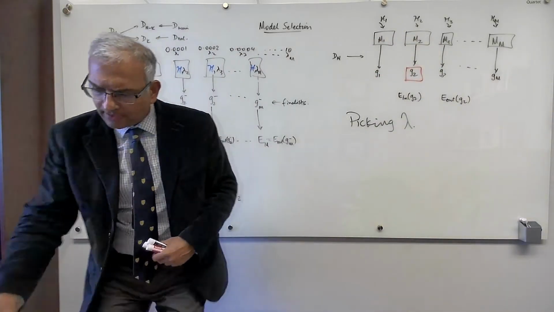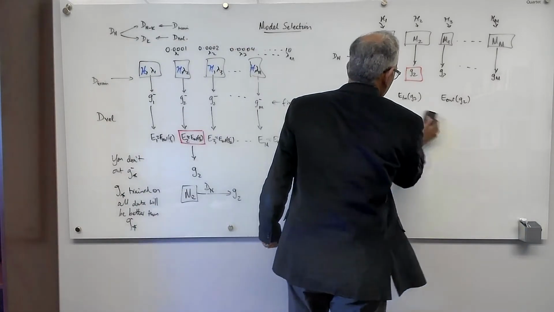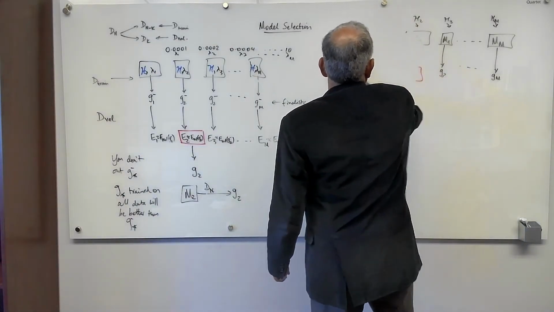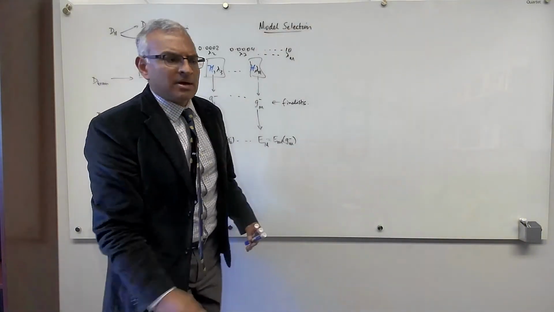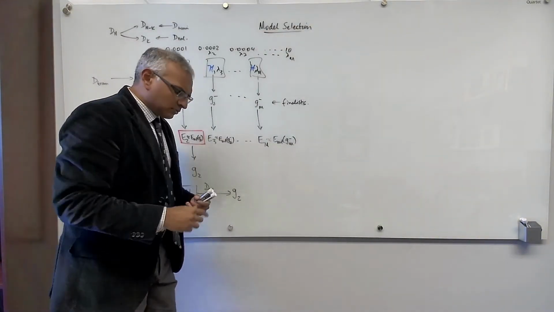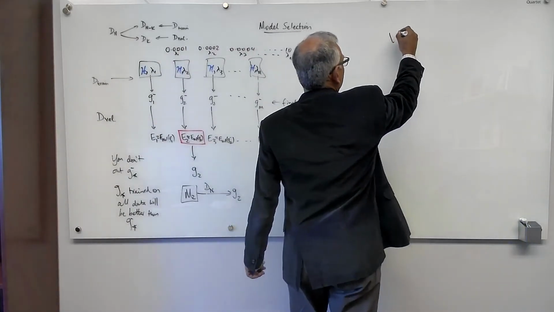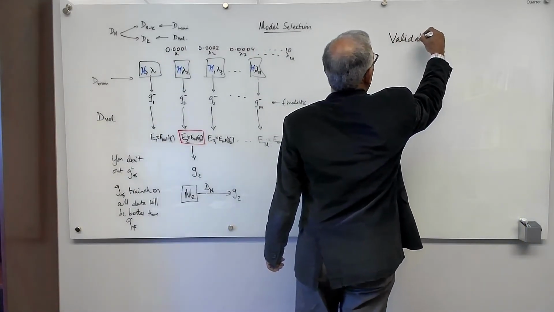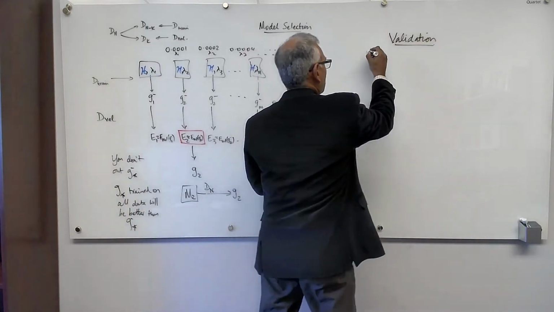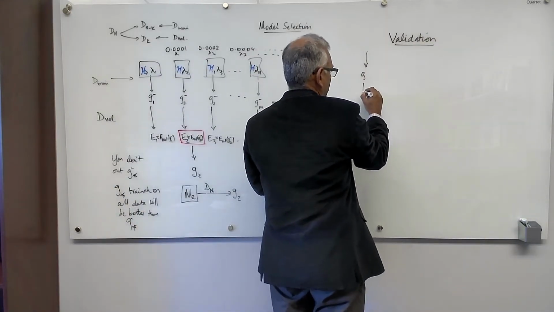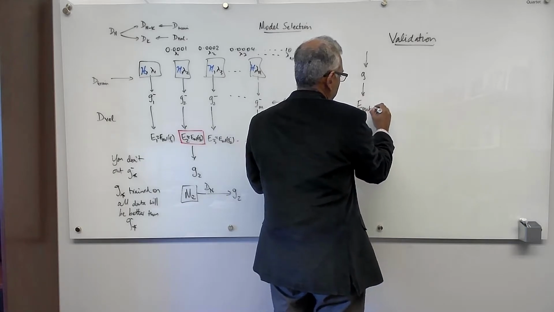Let's go back now to validation and discuss an issue that might have been bugging you. So we're done with model selection. Let's go back to validation and discuss the general philosophy. So you're going to output g, and g has E out of g.